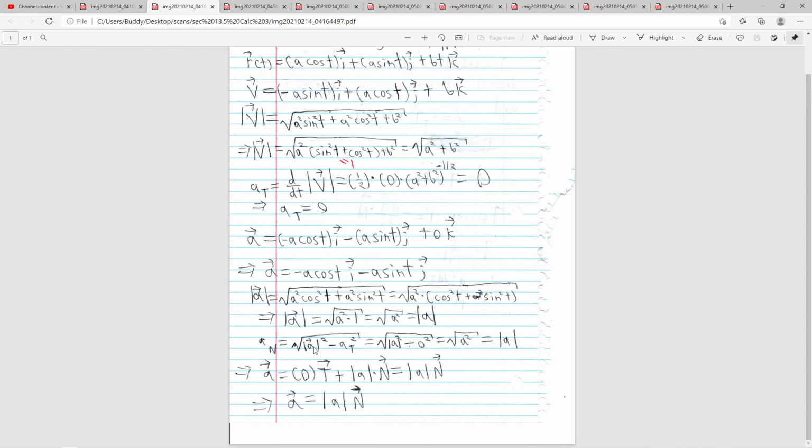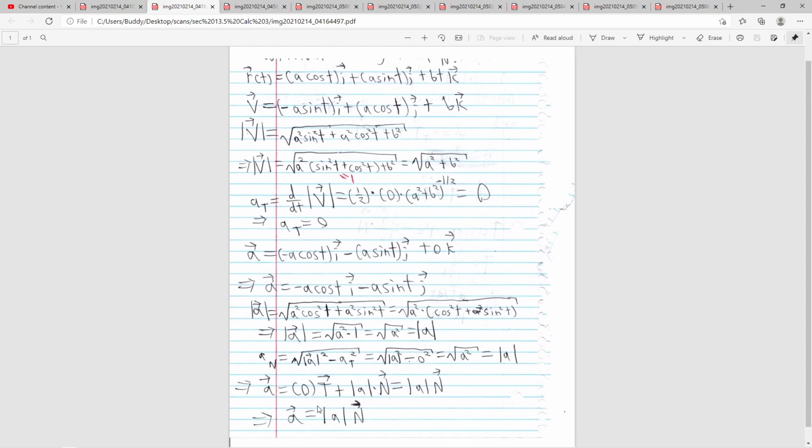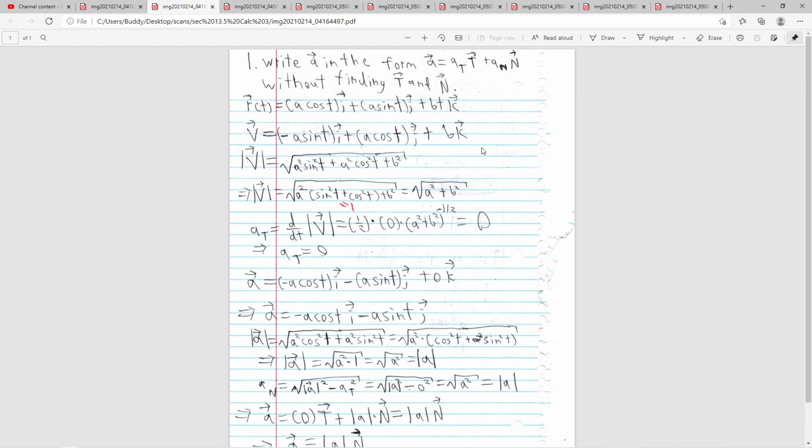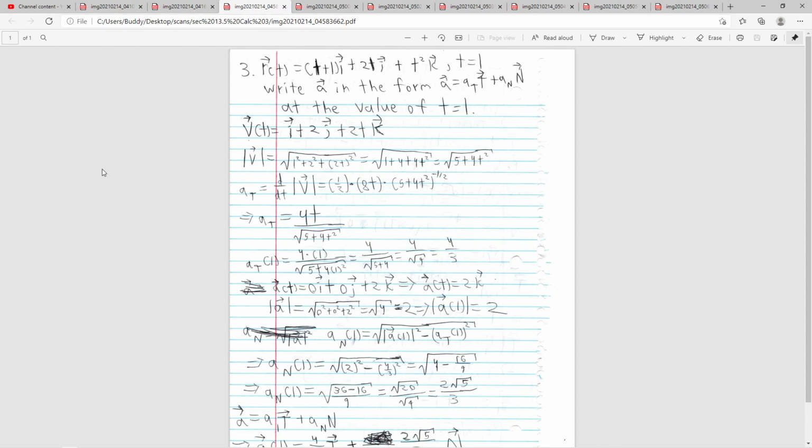That's how it works. a_N equals the square root of the absolute value of a squared minus a_T squared, so the absolute value of a squared will be a squared no matter what, minus 0 squared for a_T is 0. So it's just the absolute value of a. Again, that's what a_N is. So acceleration can be written as 0 times T plus the absolute value of a times N. And you don't have to find T or N at all. So number 3, very similar, but we're finding it at a specific point at t.